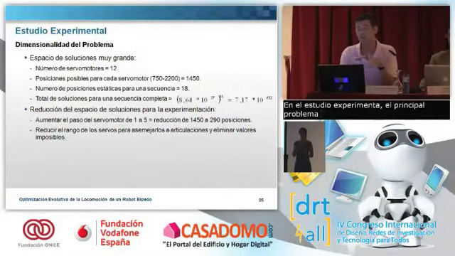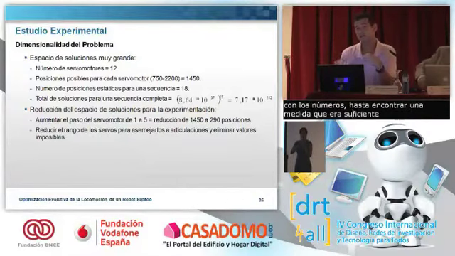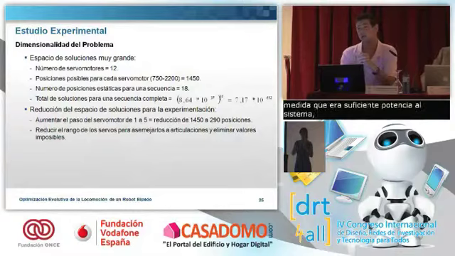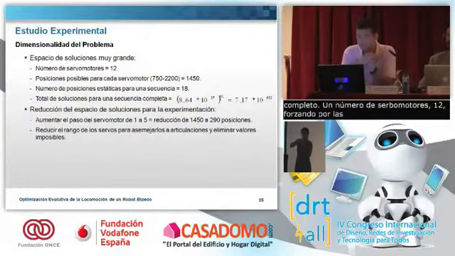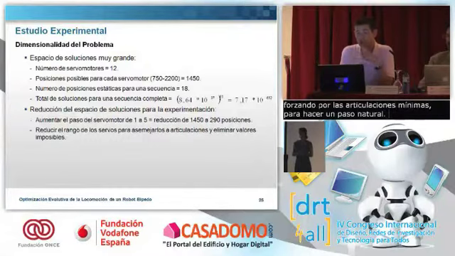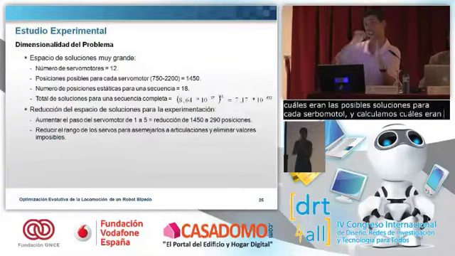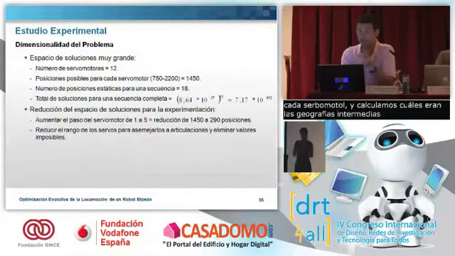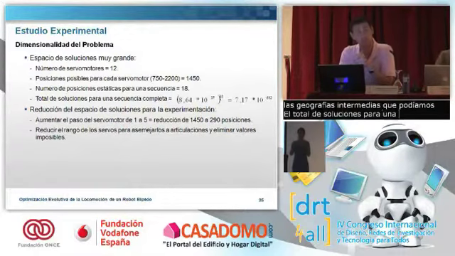Regarding the experimental study, the main problem was trying to find solutions that were adapted. So we played with all the numbers until we achieved something that was quite applicable to the system without having to look at the whole problem. We forced the joints as little as possible in order to have a natural step. We also calculated the algorithms for each servo motor, and we calculated the intermediate movements in order to have a smooth step.